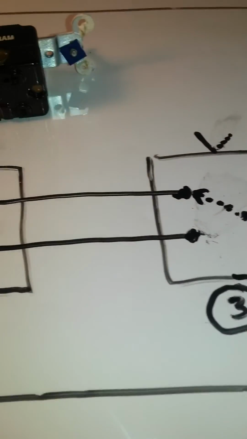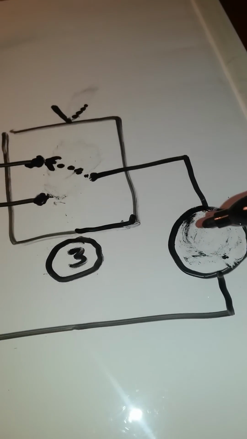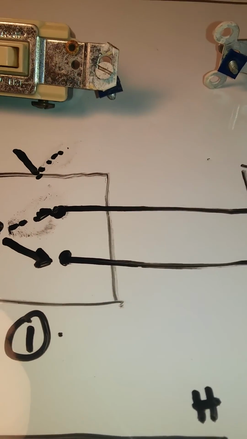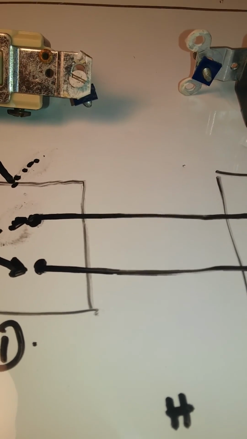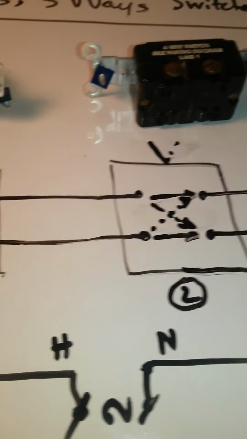We keep switching like that and we are able to control the light turning on and off. That's all. That's easy with 3-way and 4-way switches to control the light.